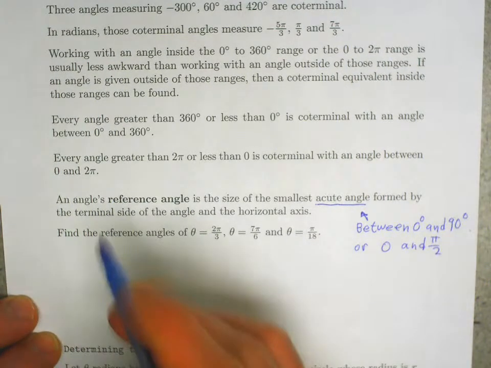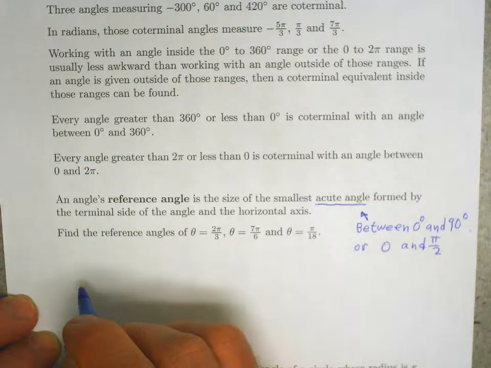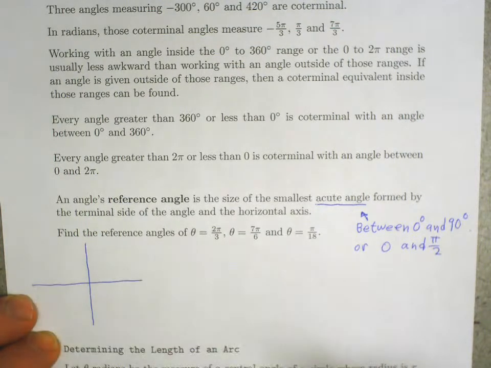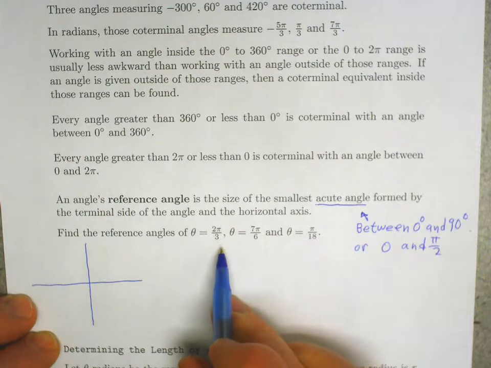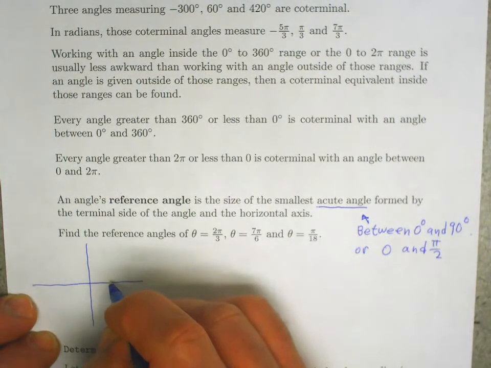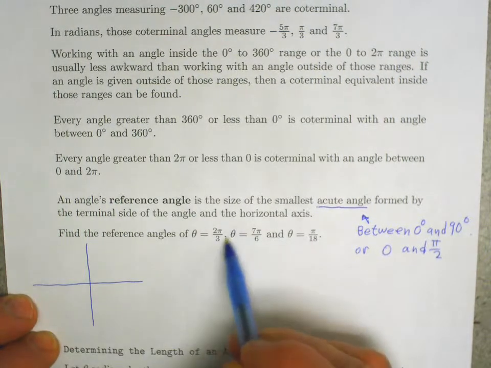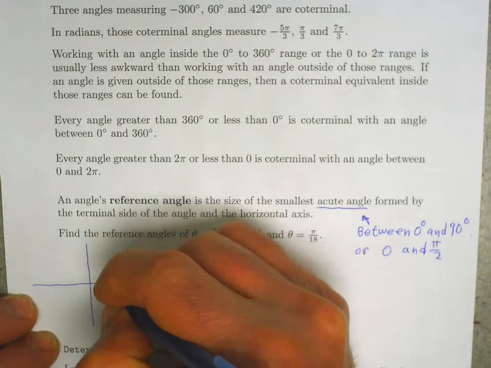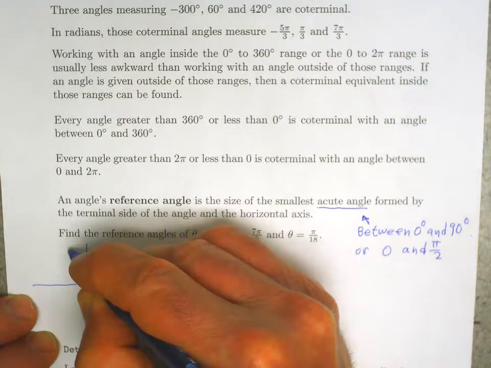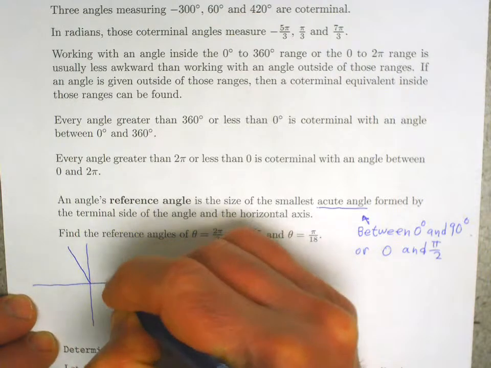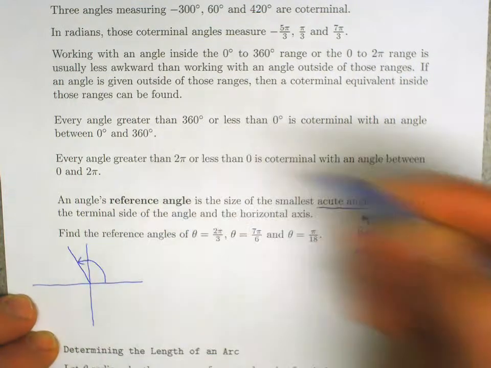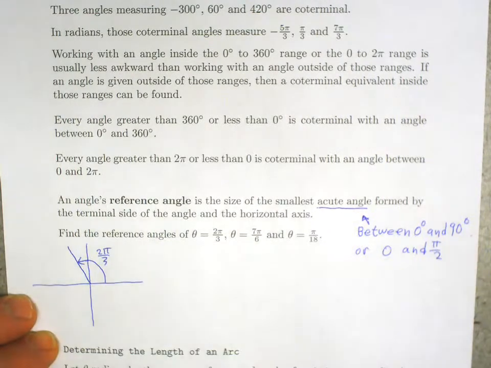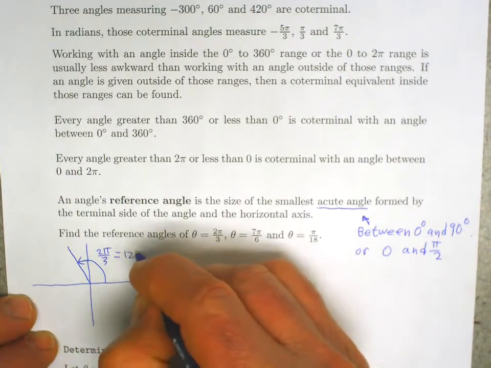Well, let's see. The angle theta equals 2 pi over 3 is in the second quadrant. So this is equivalent to 120 degrees, if that helps. So right about here is the 2 pi over 3 radians, or 120 degrees.